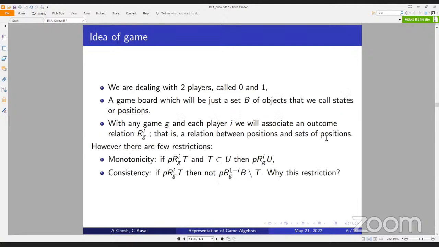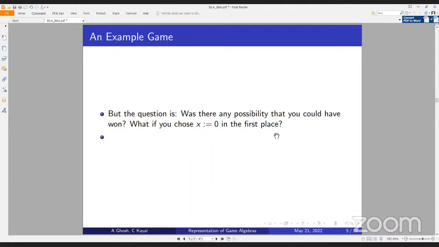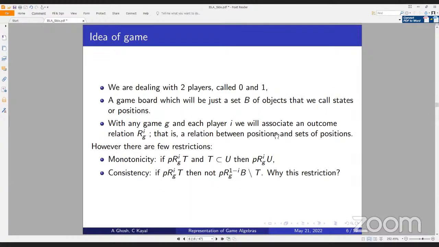Okay, so we move on. This is the basic definition. We are dealing with two players called 0 and 1. Now, what is a game board? A game board consists of objects we call states or positions. In this game, we could have been in different positions, as you get different states of the game as it proceeds. So the game board consists of those. And now with any game G, for each player I, we have a relation, which we call a forcing relation or an outcome relation, whatever you call it.